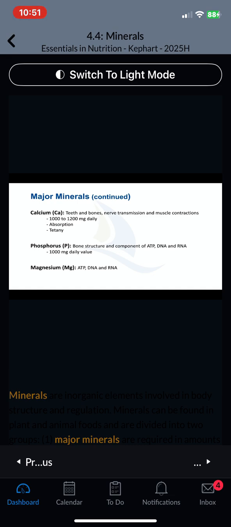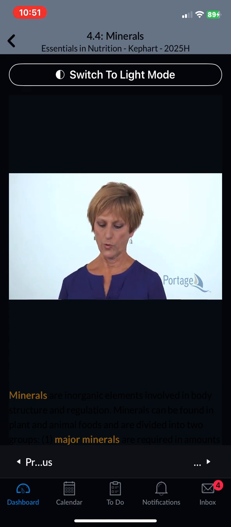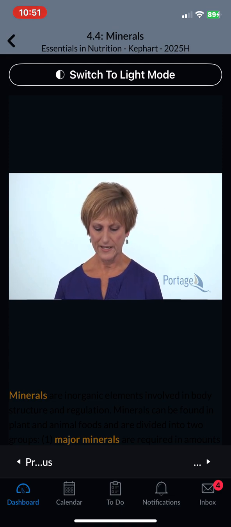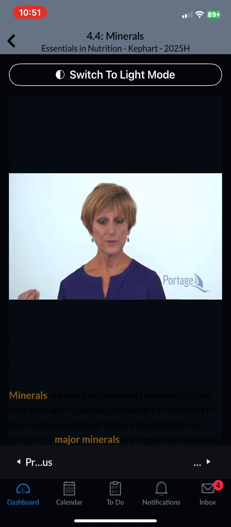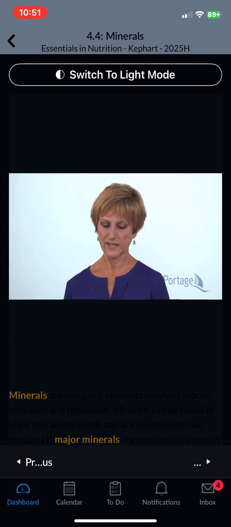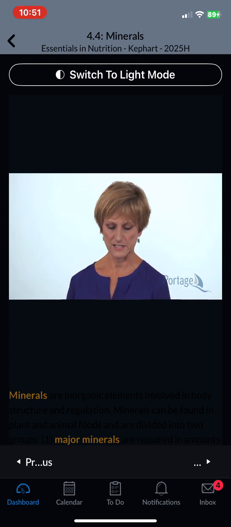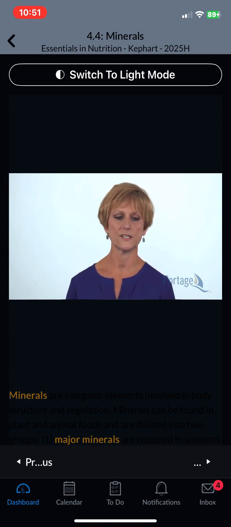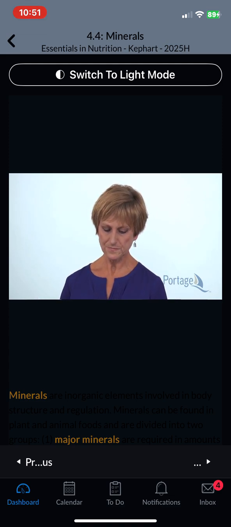Calcium, we need approximately 1,000 to 1,200 milligrams daily. And we want to make sure that that calcium is being absorbed. So parathyroid hormone helps to enhance the absorption of that calcium. But there are also some things that inhibit calcium absorption. Large amounts of phytic acid, which we find in grain products, excess amounts of phosphorus in the diet, a vitamin D deficiency, diarrhea, aging, all inhibit our calcium absorption.